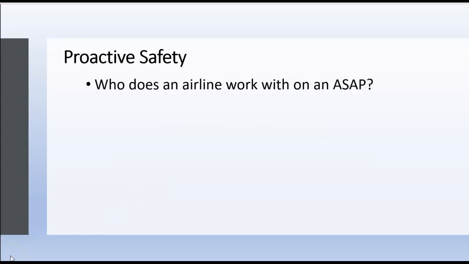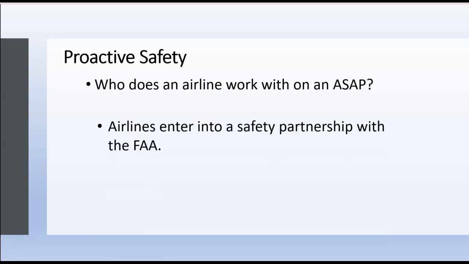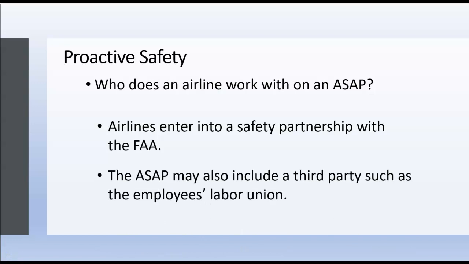Most airlines have an aviation safety action program. Who does an airline work with on the ASAP? Well, airlines typically will enter into a safety partnership with the Federal Aviation Administration. The ASAP could also include a third party, for example, a labor union. Most airlines' pilot groups are organized, and so airline pilot unions like ALPA are typically involved in the ASAP.